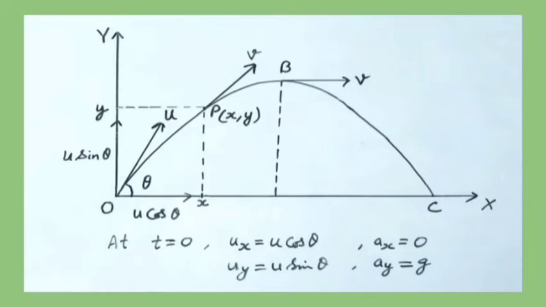Let a projectile be projected from the origin O with an initial velocity u at an angle theta with the horizontal, such that at time t = 0, ux = u cos theta and uy = u sin theta, as shown in the diagram. Suppose at time t the projectile is at a point P(x, y). It means the projectile has covered a horizontal distance x and it has attained a height y above the origin.